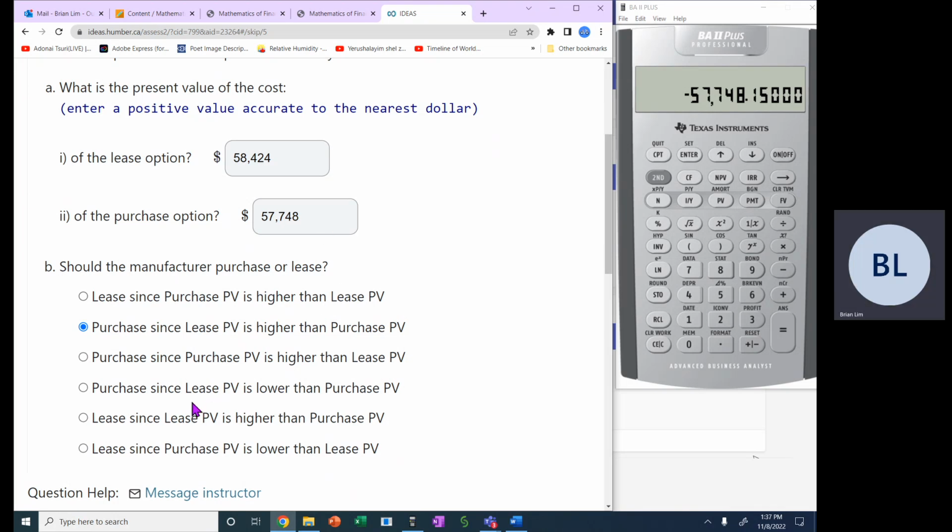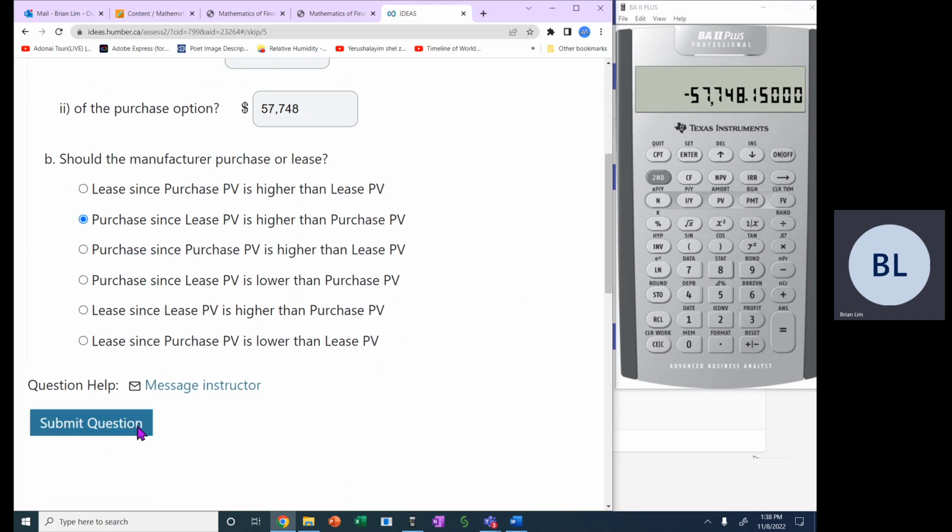Why would you lease? If the present value for the lease is higher than the purchase present value. All right, these can be very confusing. You lease since the purchase present value is lower than the lease present value. Okay, the purchase present value is indeed lower than the lease present value, but you wouldn't lease, you will purchase. You purchase because the lease present value is higher than the purchase present value. Look it over and think about it. I think that's the correct answer.